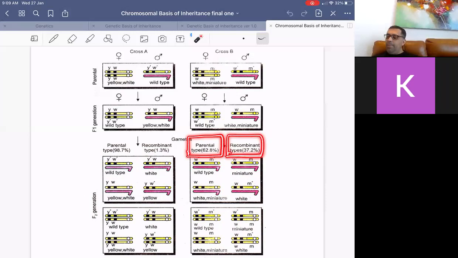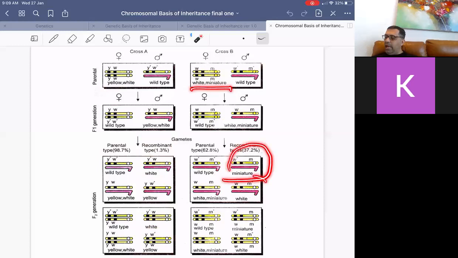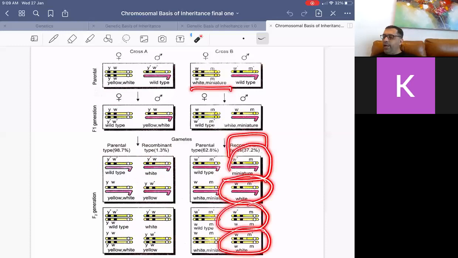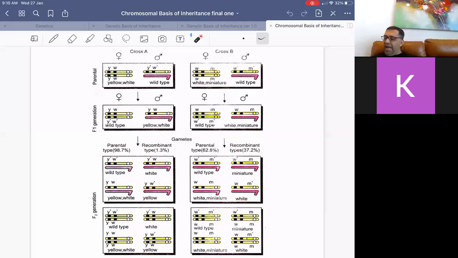Sir, agar humne yellow and white consider kiya tha, to recombinant white alag, yellow alag. Ye recombinant kitna aaya? 1.3%. If you have considered yellow white. But if you have considered white miniature, then miniature alag, white alag, and that is recombinant. Wo recombination percentage kitna aaya? 37.2%. So white, yellow, recombinants are 1.3%. And miniature white are recombinant percent 37.2%.